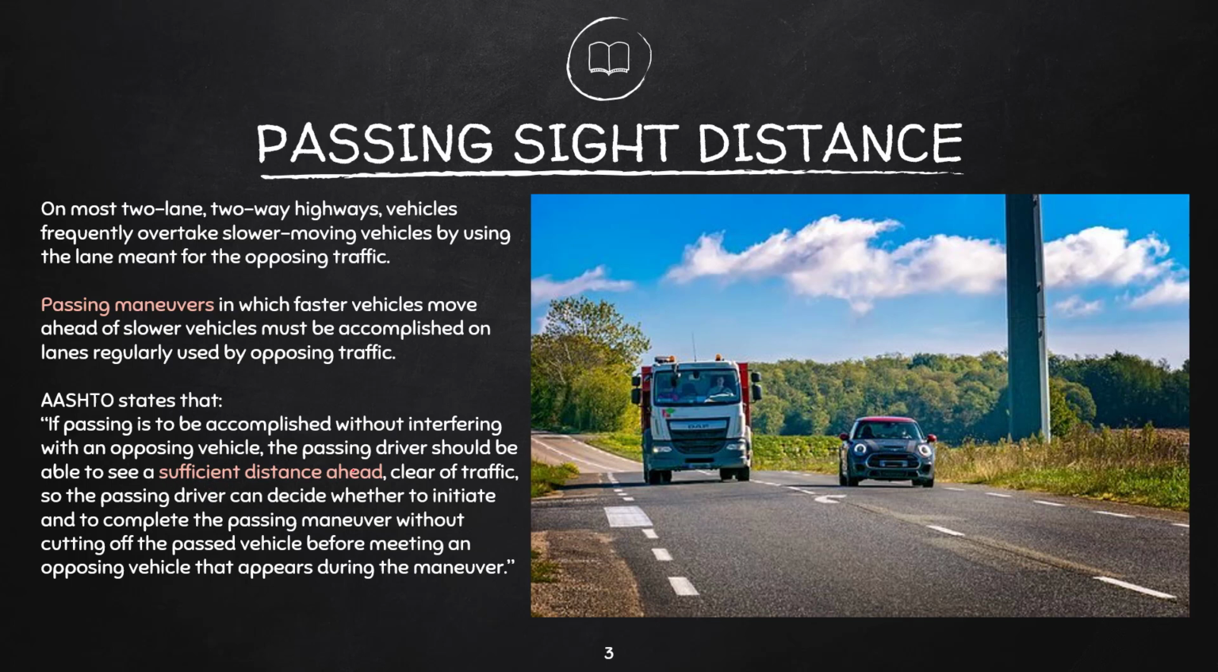This is called your passing sight distance, clear of traffic, so that the passing driver can decide whether to initiate and to complete the passing maneuver without cutting off the passed vehicle, before meeting an opposing vehicle that appears during the maneuver.